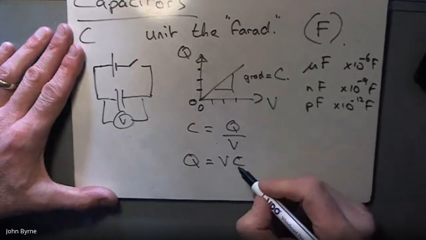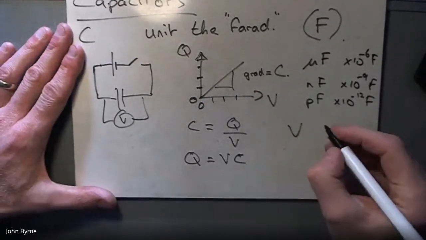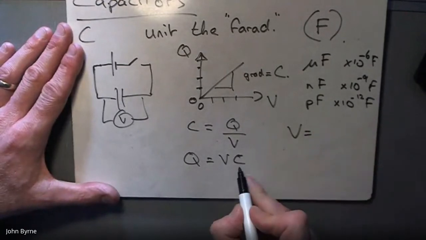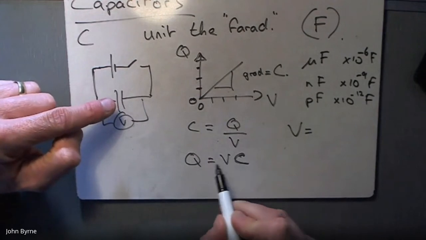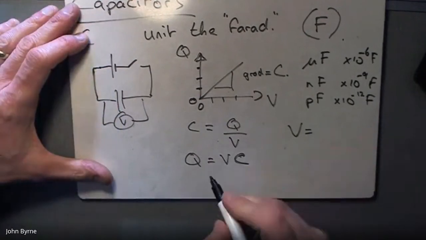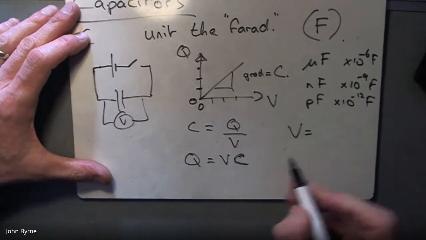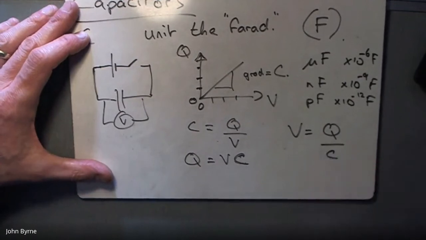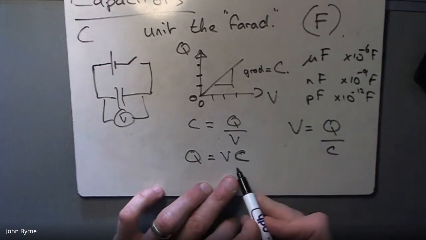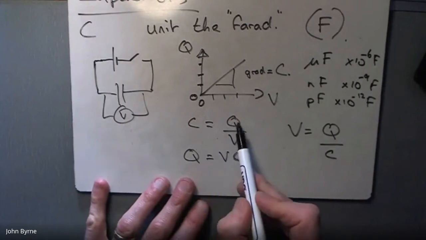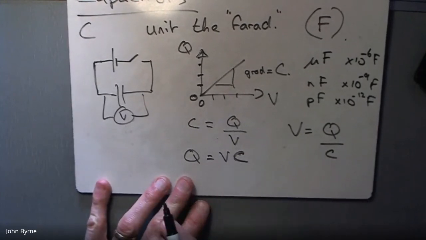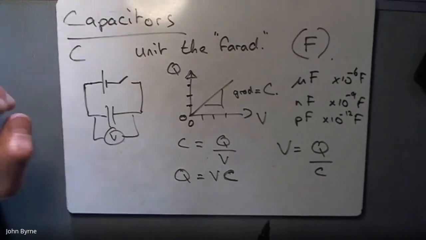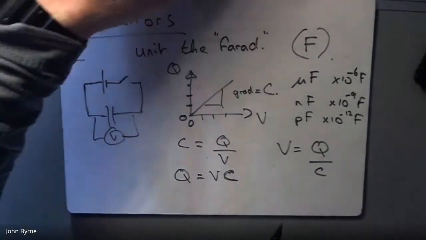If we wanted to work out the voltage, what would we do? We divide both sides by the capacitance. The capacitance is the fixed value in the circuit, and the charge and the voltage are the things that may vary. So divide both by C, so that'll be Q over C. If we want to work out the capacitance, it's Q over V. Or if we want to work out the charge, it's V times C.